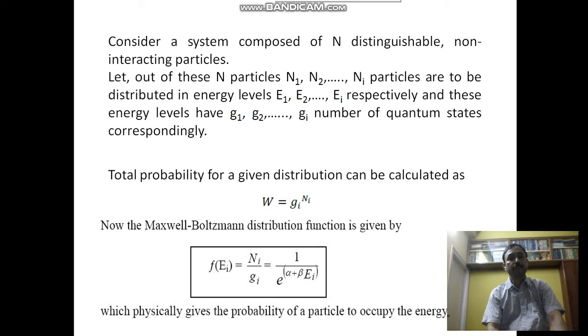Consider a system composed of n distinguishable particles. Distinguishable means the particles we can distinguish differently. Suppose red ball, yellow ball, white ball, this way, and non-interacting. They will not interact. Let out of these n particles, n1, n2, n3, n4, n5 up to ni particles be distributed in the energy levels. Suppose N1 particles are distributed to E1 energy level, N2 to E2 energy level, N3 to E3 energy level. In this way, Ni particles in Ei energy level respectively. And these energy levels have G1, G2, G3, G4 up to Gi number of quantum states corresponding.